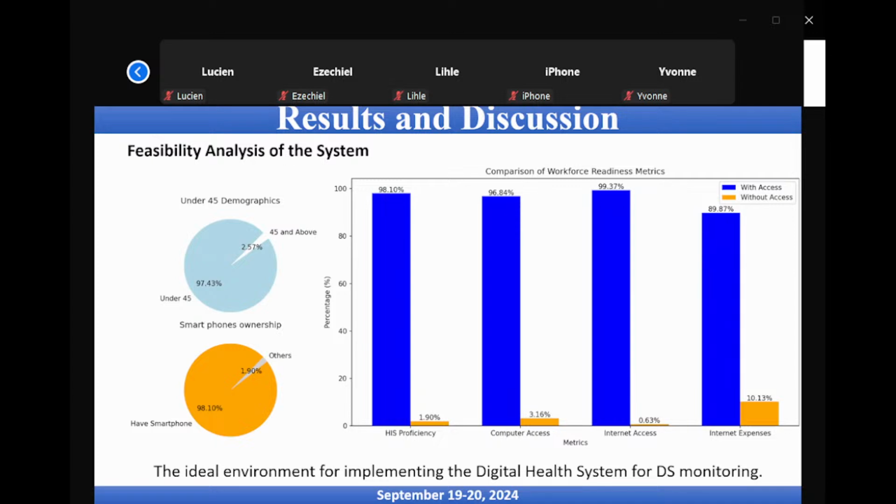These are the results from the feasibility analysis, where among our respondents, we found that 97.5% of them are under 45, and 98% of them have smartphones. Not only that, at their workplace, 96% have access to a computer and 99% have internet access, which shows us that it's a suitable environment where we can implement our system. We found that our system can really be used to help the community.